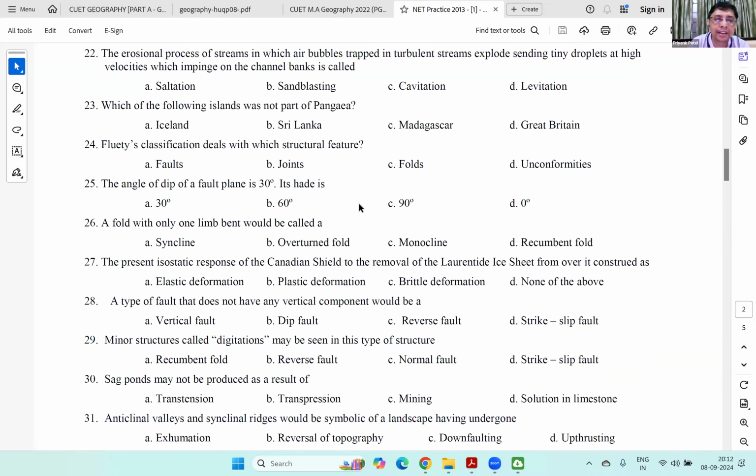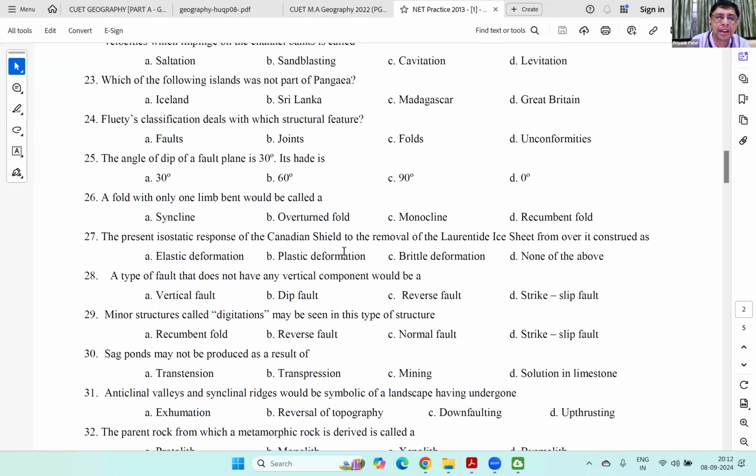All right, then anticlinal valleys and synclinal ridges. Anticlinal valleys and synclinal ridges কি রকম topography-তে দেখা যায়? Reversal of topography. Good. 31B, reversal of topography. Then you will see anticlinal valleys and synclinal ridges.